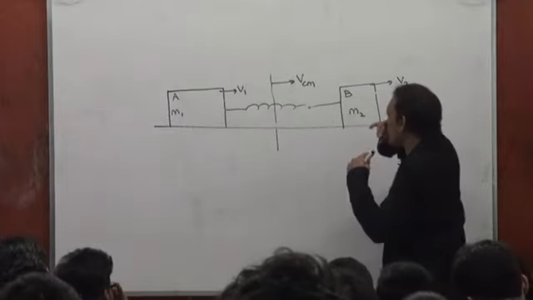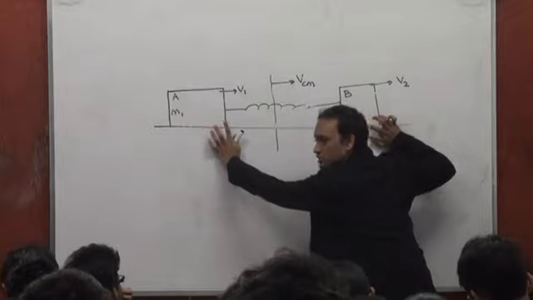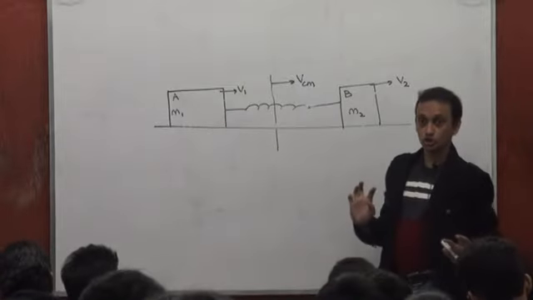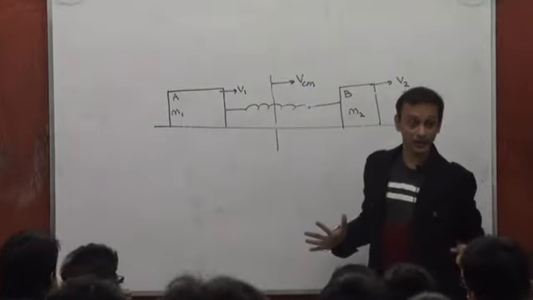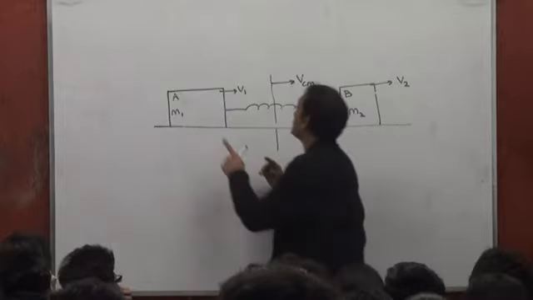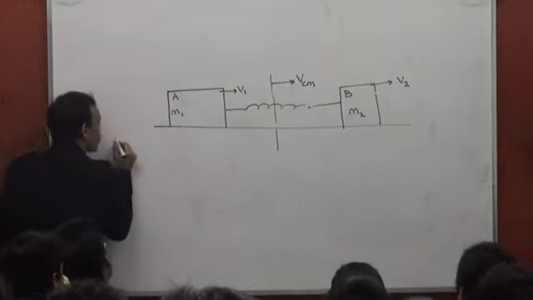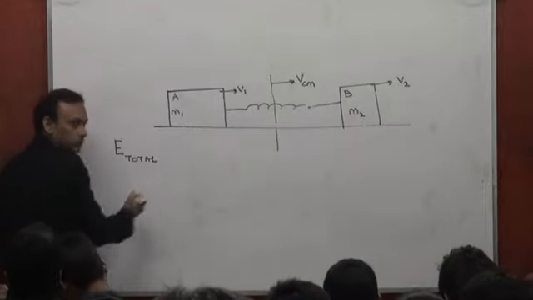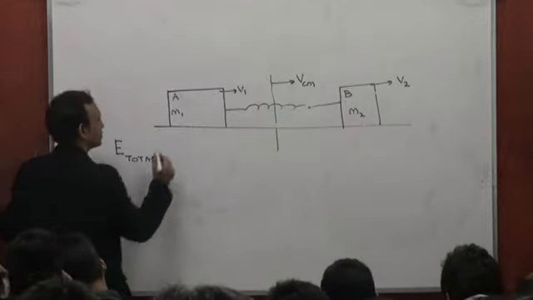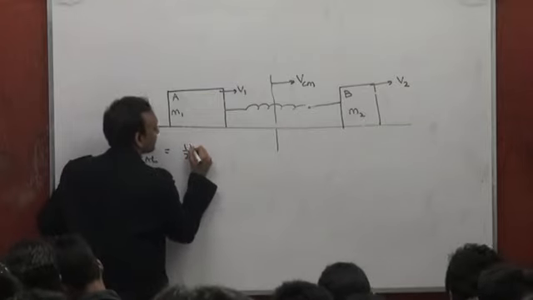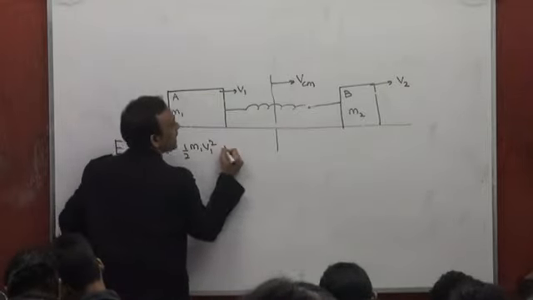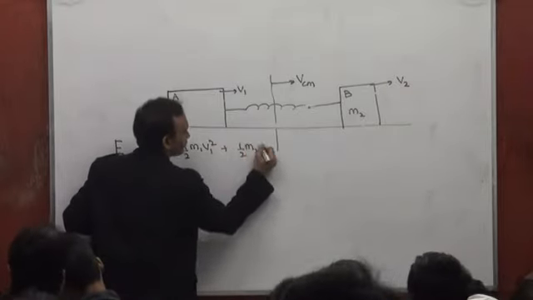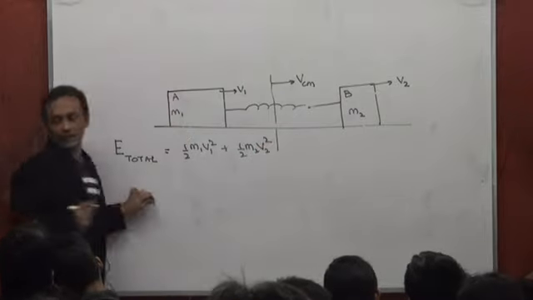Now realize that the total amount of energy that the system has in this state is purely kinetic. So that's going to be the total energy. E total is half m1 v1 squared plus half m2 v2 squared. Yes or no? That's the total energy in the system.